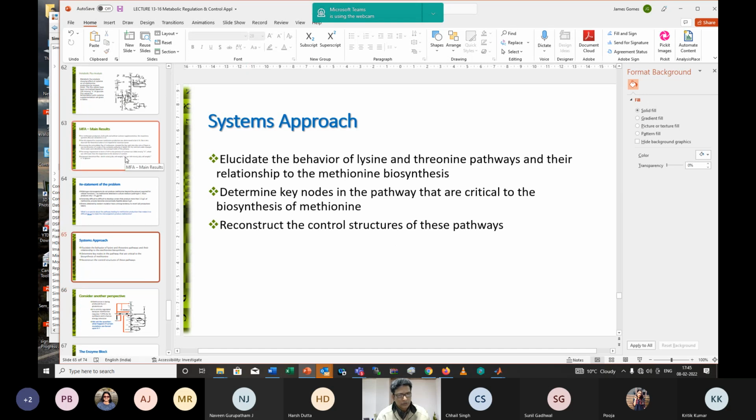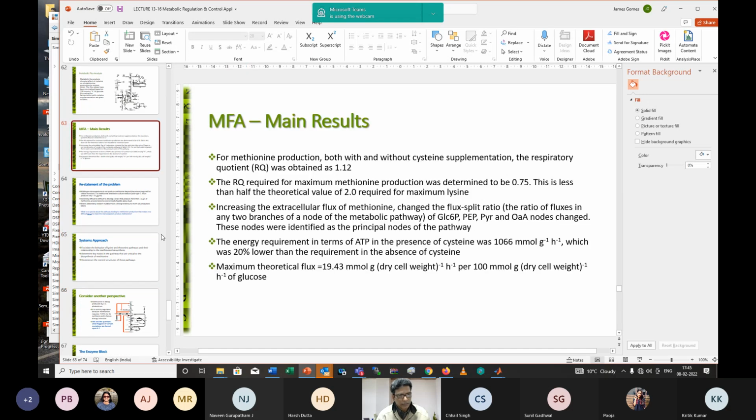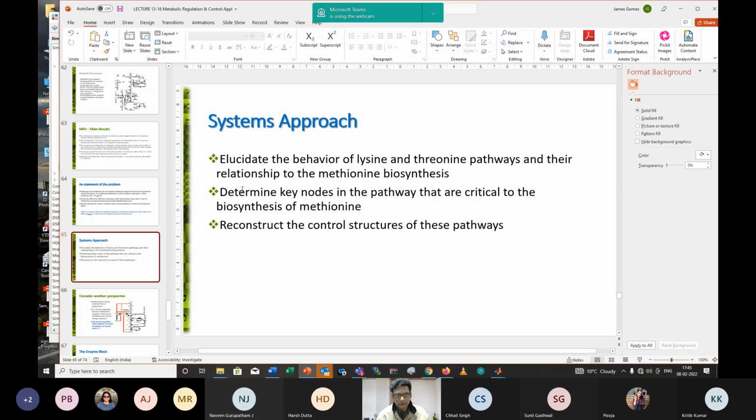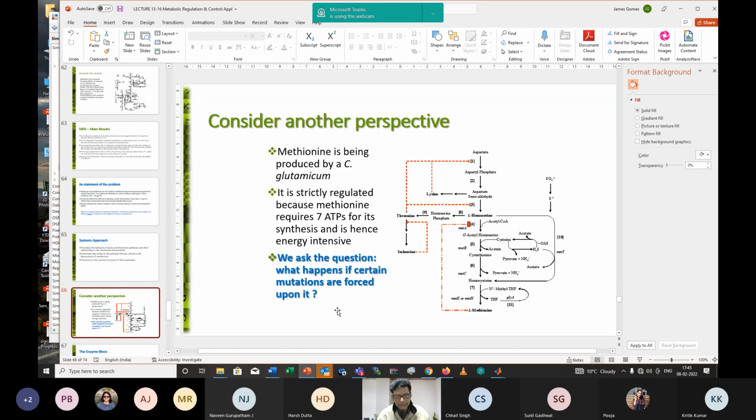We know the limitation is that what happens here is you're looking at steady state assumptions, whereas if you look at a systems approach, you don't do that. So you're going to reconstruct all of these using the control structure that is present. So look at the control structure that is here. For this organism, C. glutamicum, there is a repression that is here, and there are inhibitions that are here.